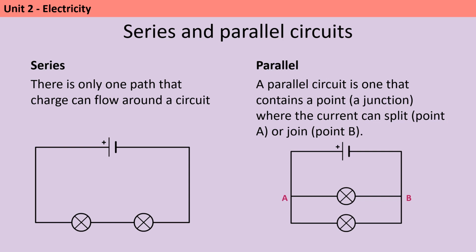Then we get series and parallel circuits. So in a series circuit, there's only one path that the charges can follow. So everything goes in the same direction, everything follows the same path. Whereas in a parallel circuit, there is a point or a junction where the current splits. So some are going to go past one light bulb and some are going to go past the other light bulb.